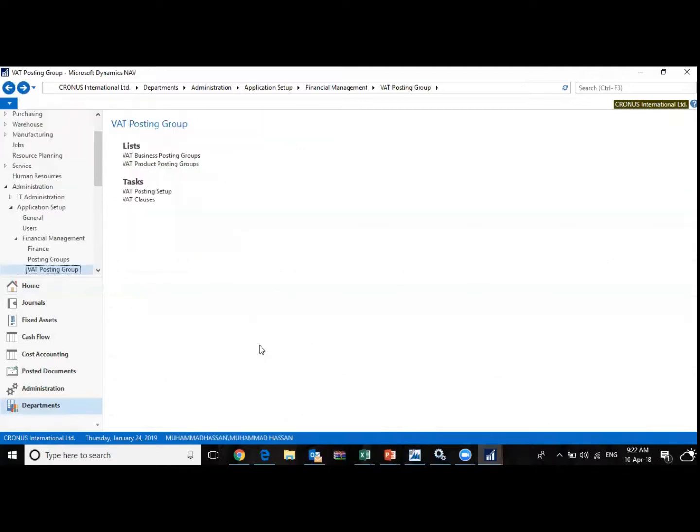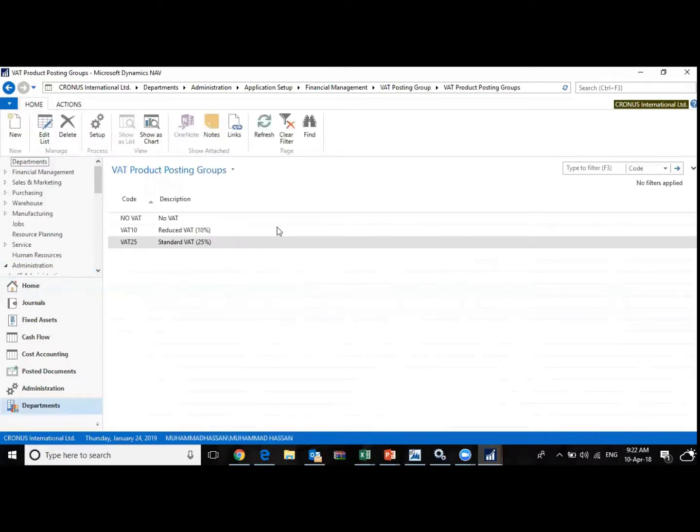So these things are correlated with your general business posting group. And also you have your VAT product posting group, which necessarily is going to be an item which is VATed, which will be taxed. And there, for example, in a country you have certain items that have 10% VAT and certain items that have 25% VAT. So you will create both of them in the VAT product posting group.